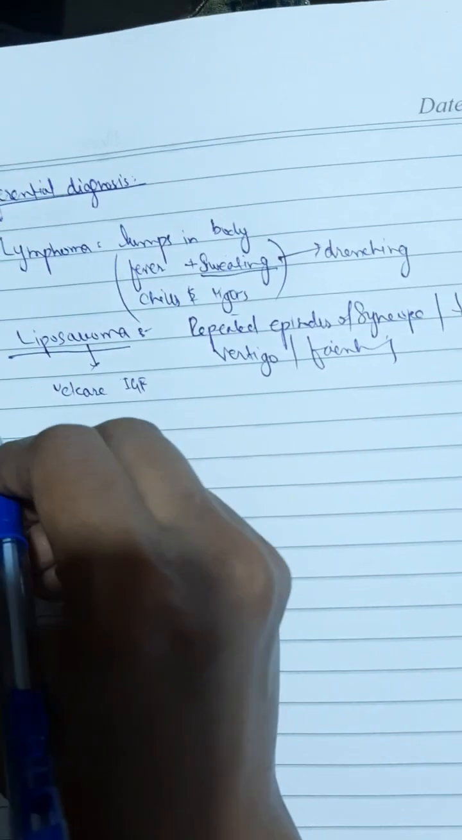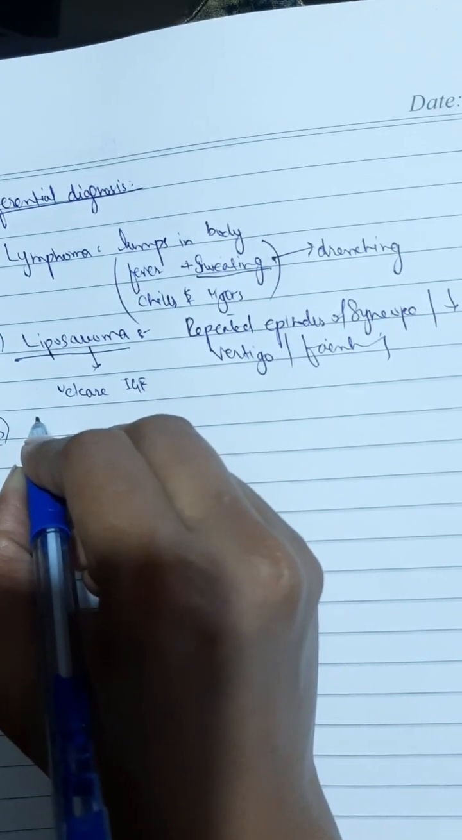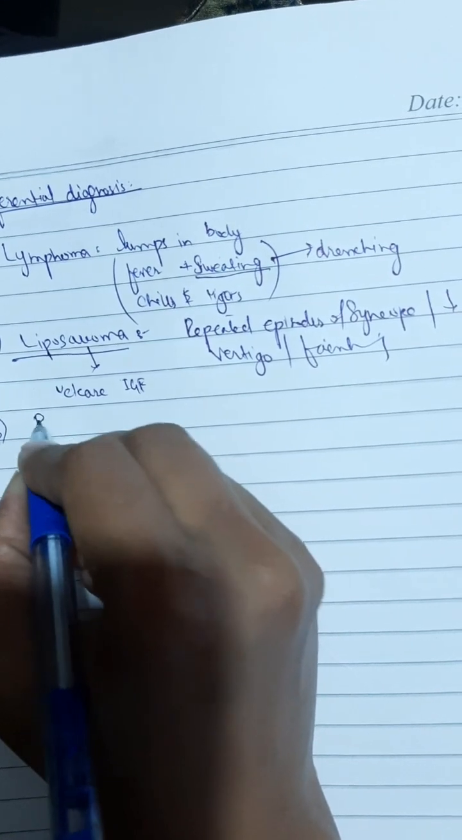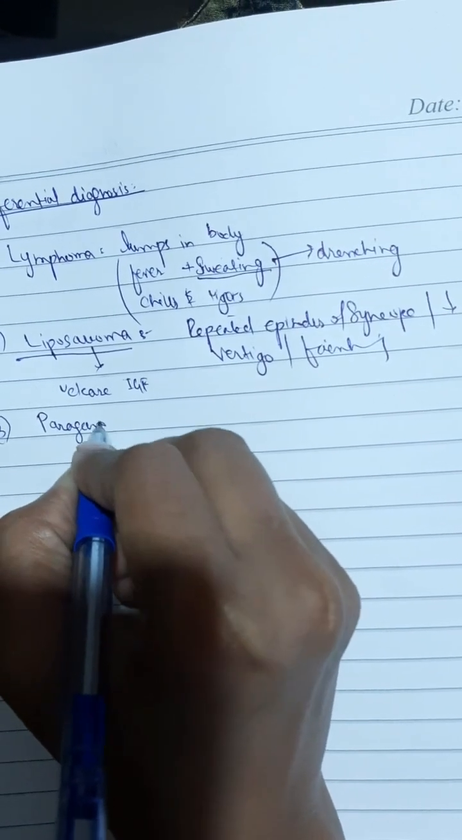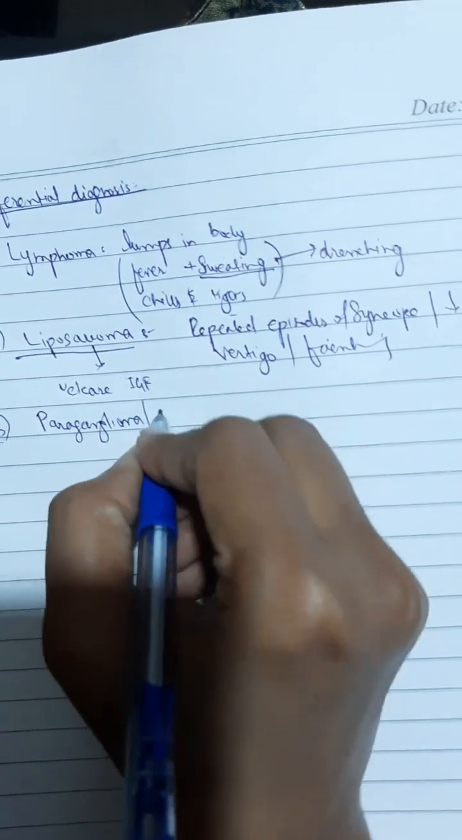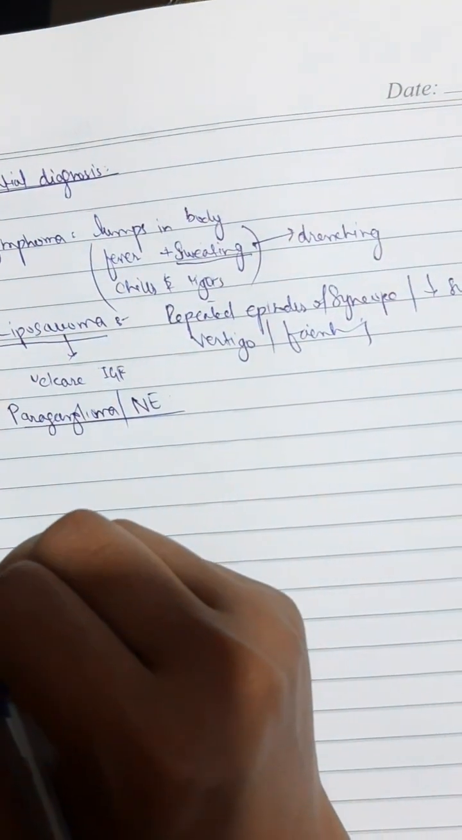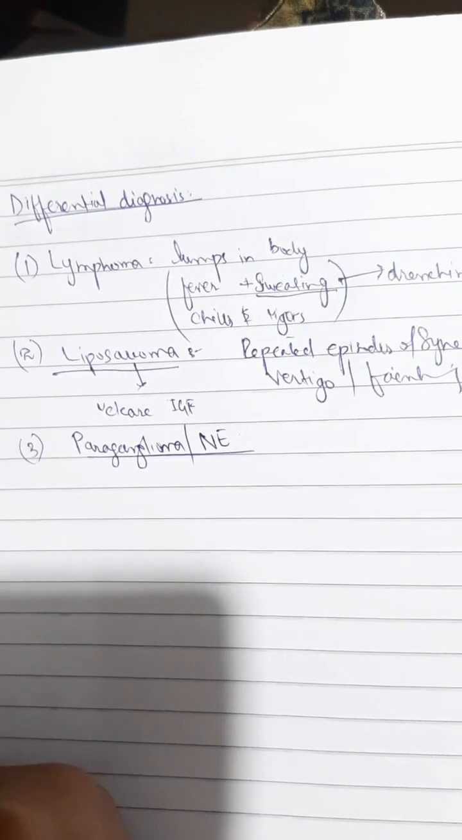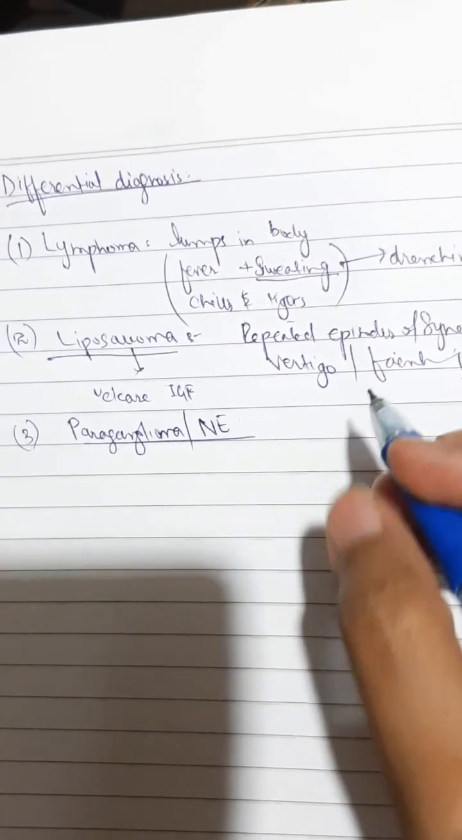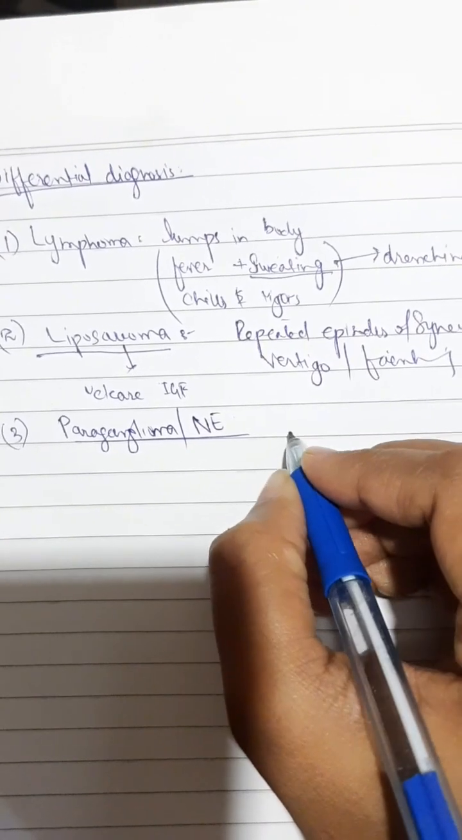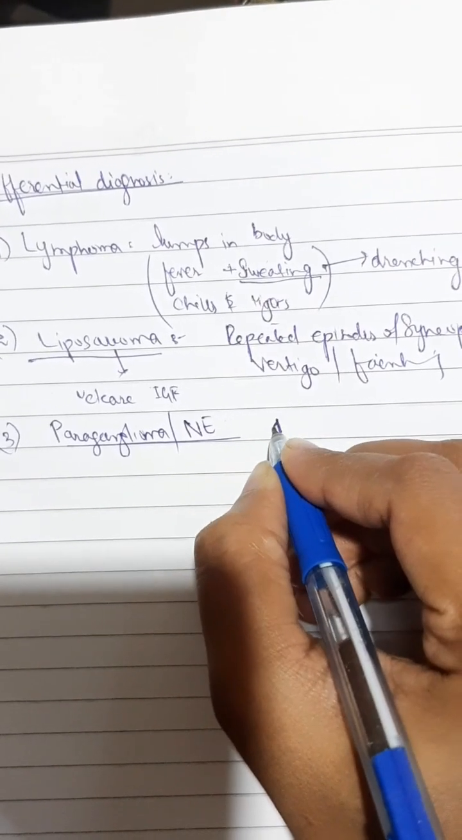So the third differential would be paraganglioma or neuroendocrine tumor. So for paraganglioma, ask about the high blood pressure.